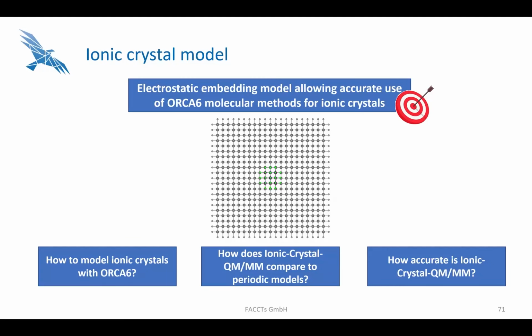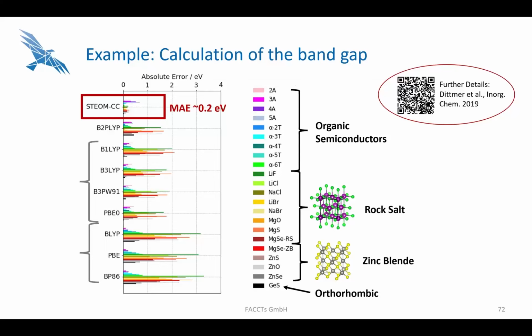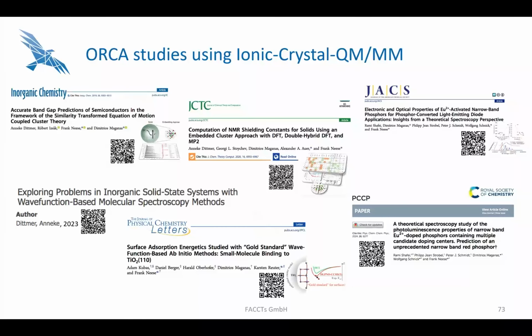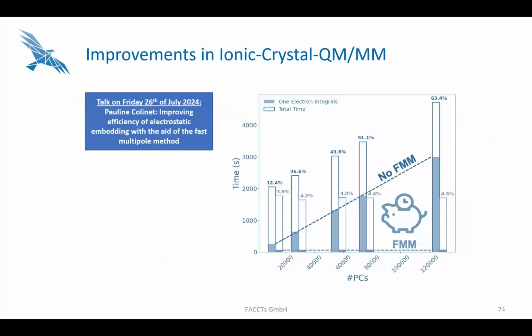Before I conclude my talk here, just a quick comment. As you may have noticed, the study I just talked about was conducted in 2019, so in the development phase of ORCA 5. But why am I talking about it today at the ORCA 6 release event? The reason is that we have since then conducted a number of studies using this Ionic crystal QMM approach successfully. Also, we have improved on its efficiency in ORCA 6. Pauline will talk about that tomorrow. I would also recommend listening to her talk.